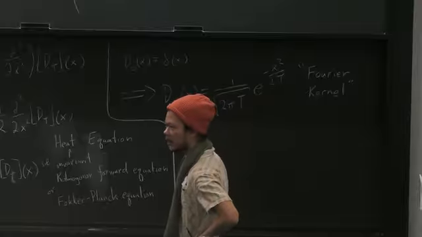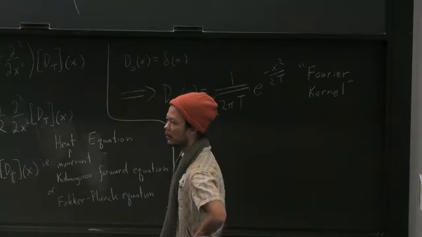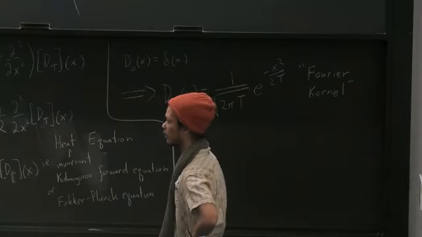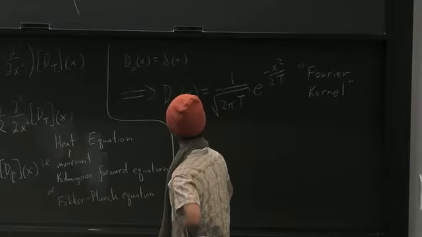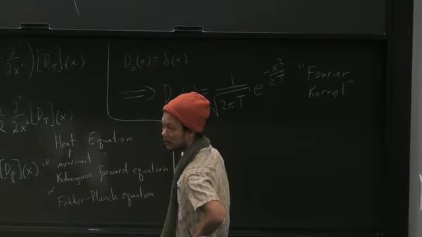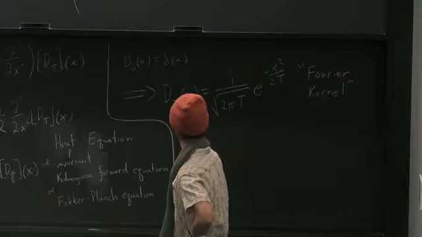This is basically saying x is a random variable whose variance goes as time. That's the unique solution to the heat equation for the delta boundary condition. You could call this the Green's function of the heat equation.